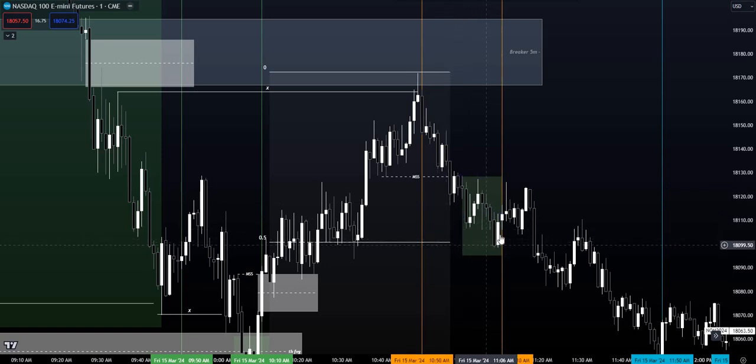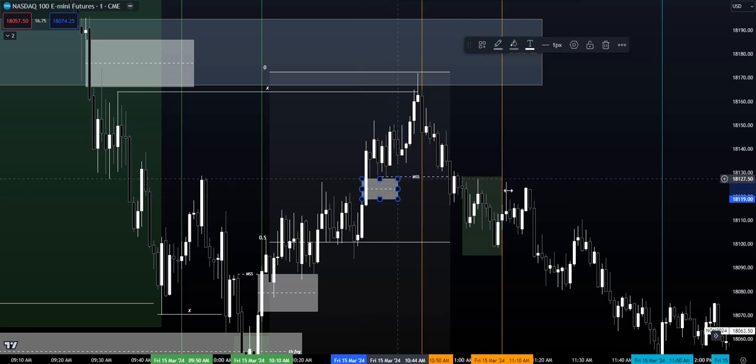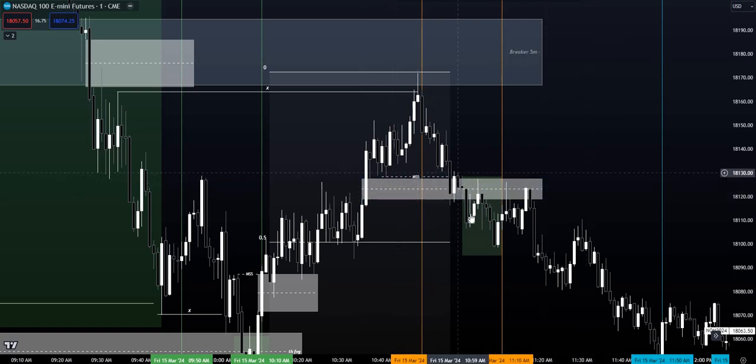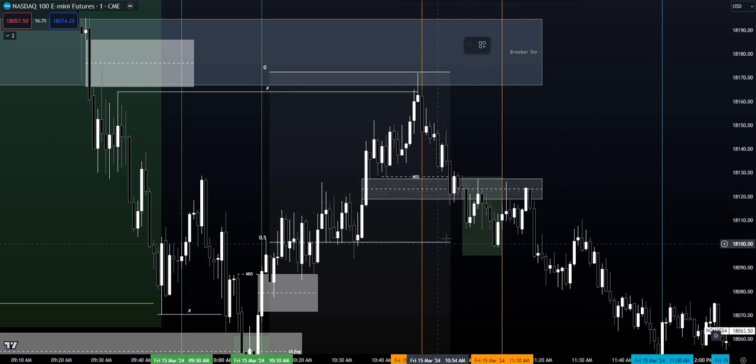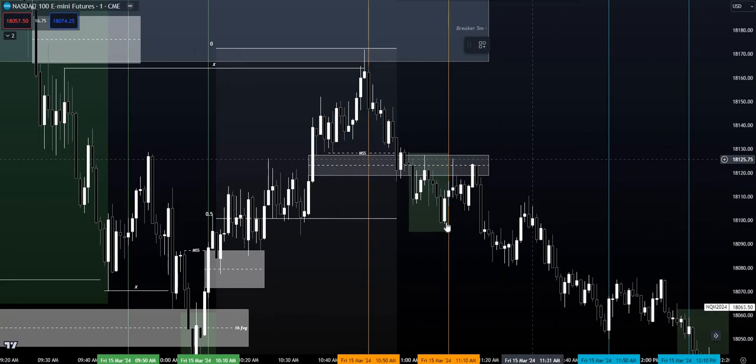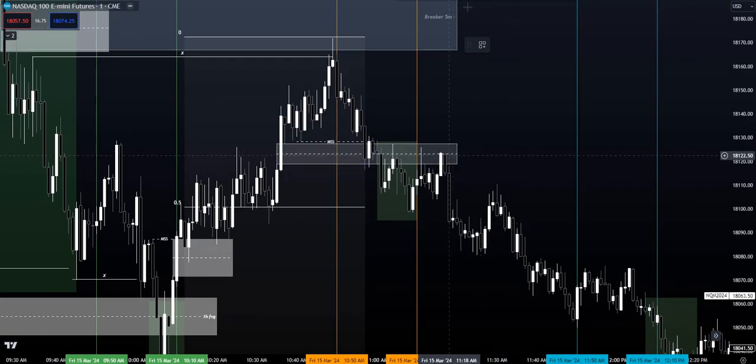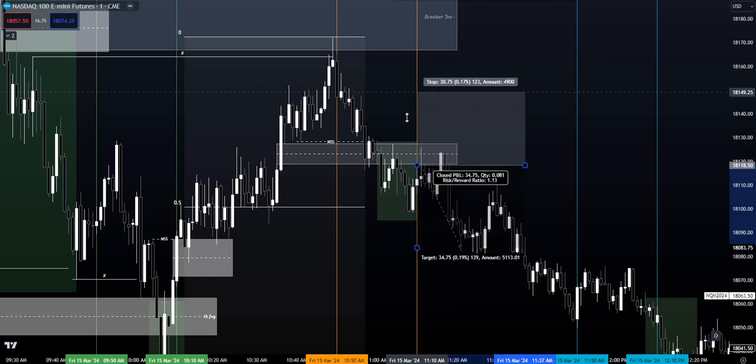Once price rebalances at equilibrium, price comes back up into this inverse fair value gap, which we can use as our entry point. Now, price displaced on this candle, and then it came up into it multiple times. Yes, you could have entered into it pre-balance, before it balanced it. But once it balanced it, you would want to be looking for this as an entry. So, tap into this fair value gap here. We can use this as an entry now.